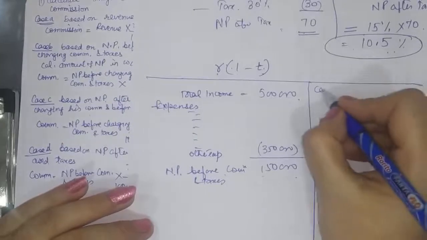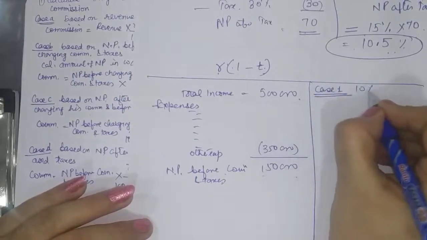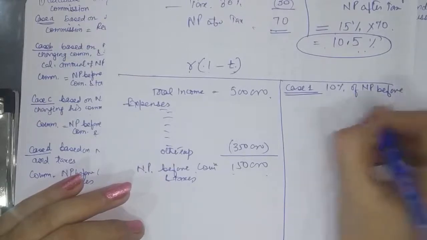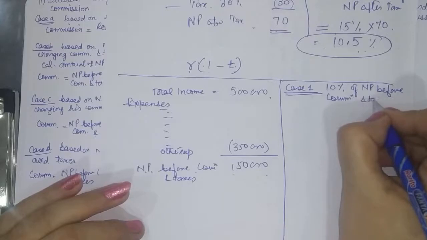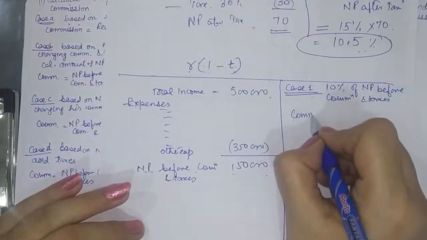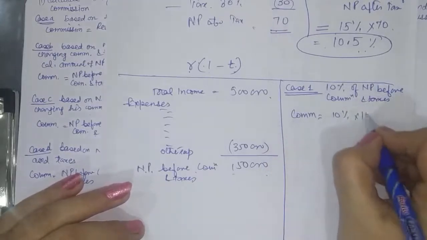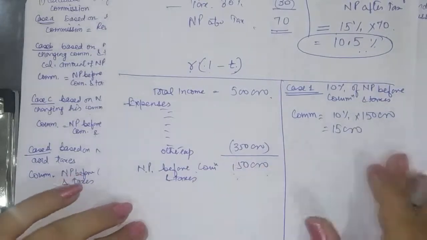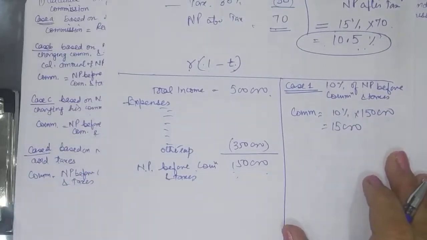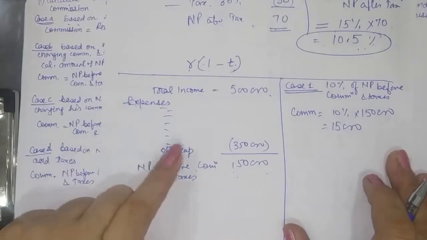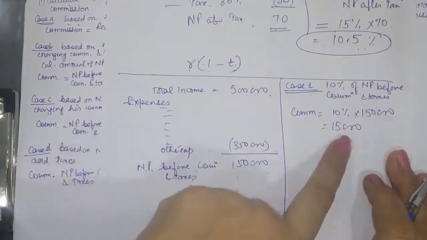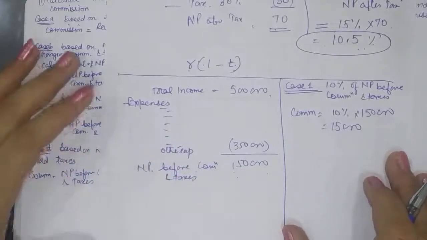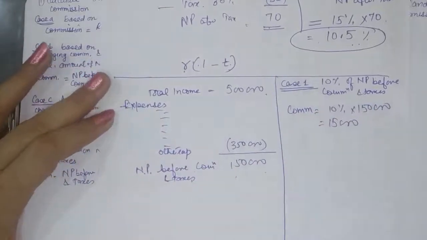Now case 1. If the manager is given commission at the rate of 10% of net profit before charging his commission and taxes, his commission will be 10% of 1,50,000, which is 15,000. This we will prepare in working notes, and in the final statement our other expenses will now be 3,50,000 plus this 15,000, because this was not included earlier as we hadn't yet calculated it. So we can directly take the commission.